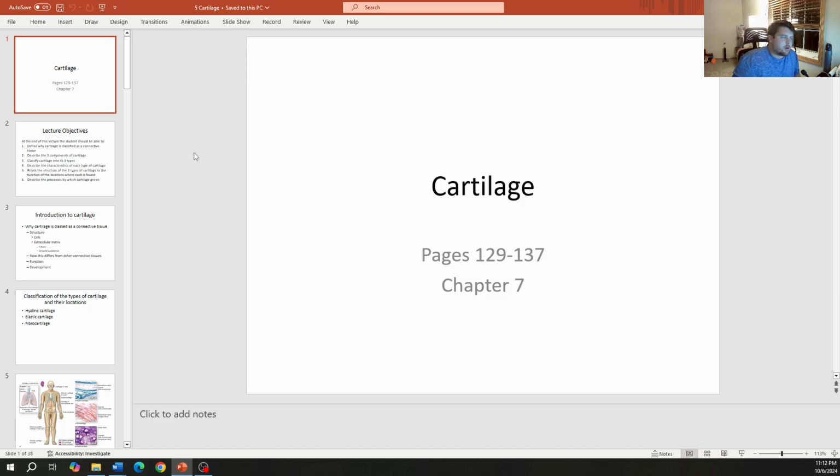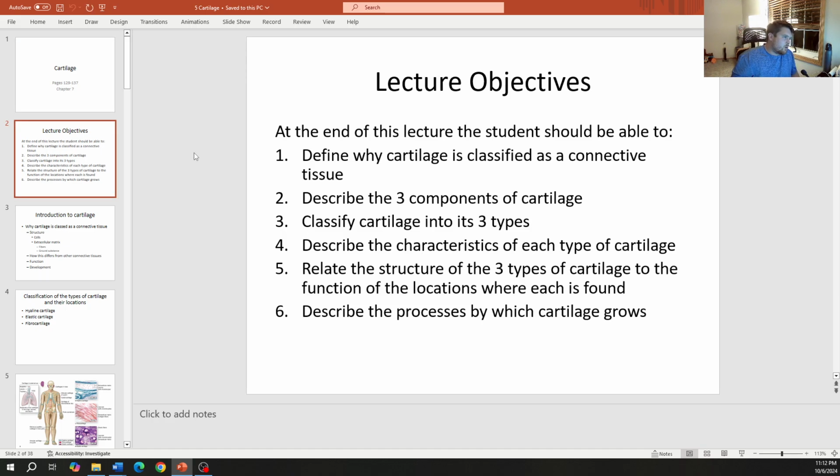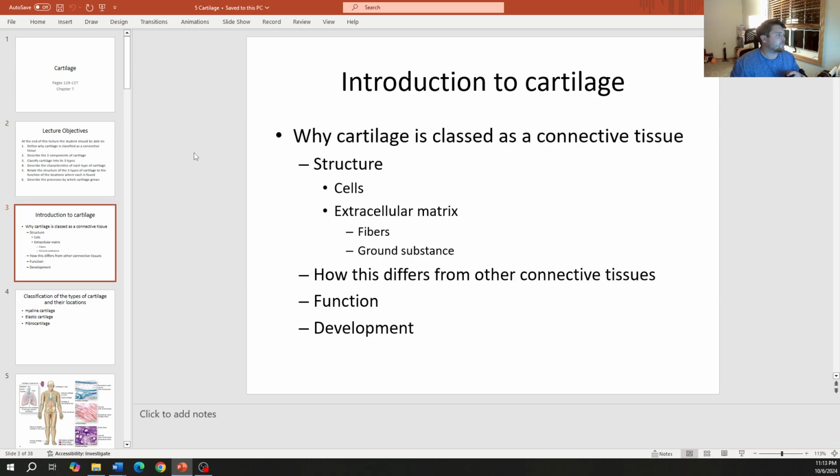So talking about cartilage, we're going to talk about its classification, the three different components, the different types of cartilage, characteristics, as well as the functions, locations of each of the different types, and then the process by which it grows. Very similar to the bone lecture, just not quite as lengthy.